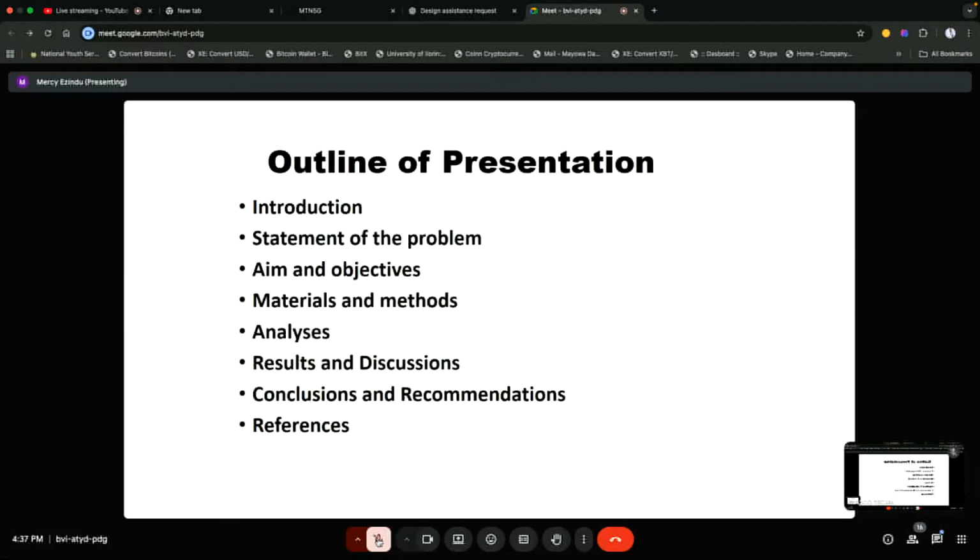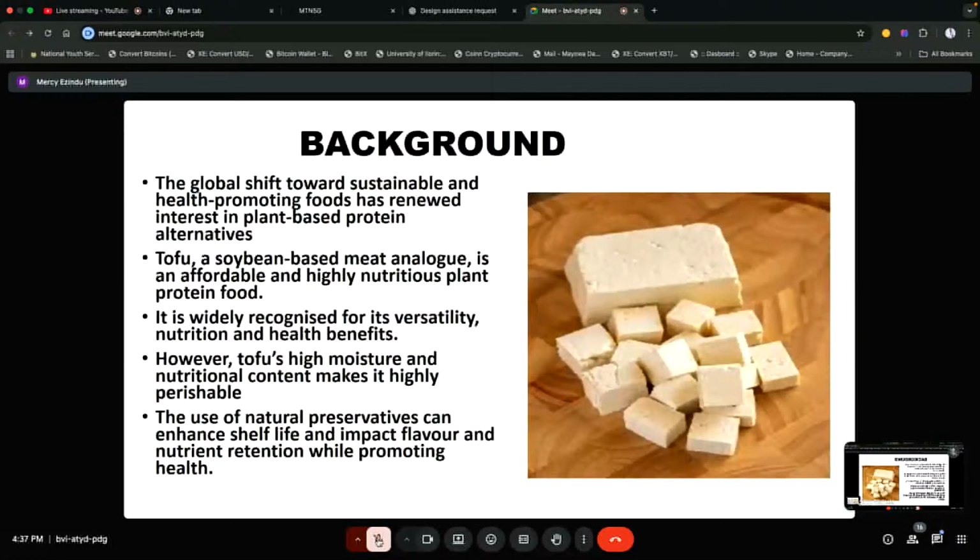This is the outline of my presentation and the background. Globally, people are becoming more conscious of consuming healthy food. There is increasing interest in plant-based protein sources. Tofu is a coagulated soya protein product widely consumed as a meat analog because it is affordable, nutritious, and with much health benefits. But the problem is that it has high moisture and nutritional content, making it highly perishable.